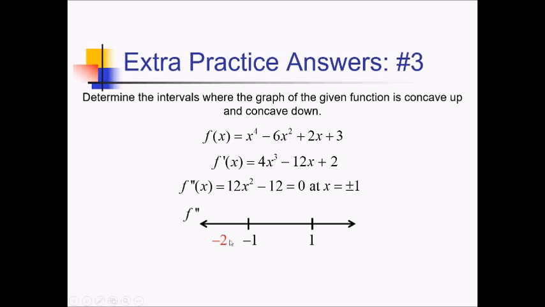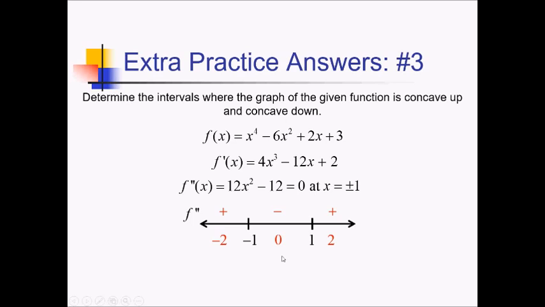So let's test out negative 2. That's going to be 12 times 4 minus 12, which is a positive number. Now something between these critical values, let's use 0. That'll be just 0 minus 12, which is negative. And something bigger than positive 1, like positive 2. That again gives us 12 times 4 minus 12, which is again positive.